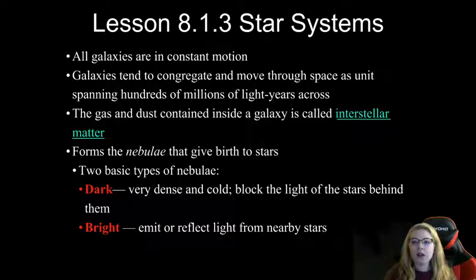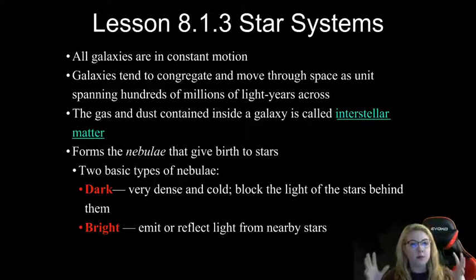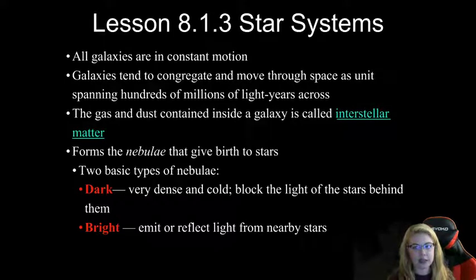So, all galaxies are in constant motion. Galaxies tend to congregate and move through space as a unit, spanning hundreds of millions of light years across. So that's a tough thing for us to grasp, just how big it is, hundreds of millions of light years big in expanse. So almost inconceivable how big these galaxies are, and they tend to congregate and move through space over these huge ranges. The gas and dust that's contained inside a galaxy is called the interstellar matter.